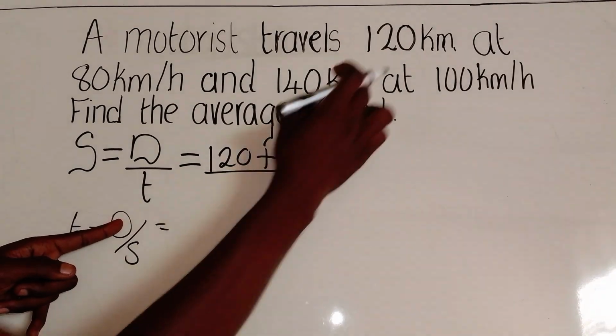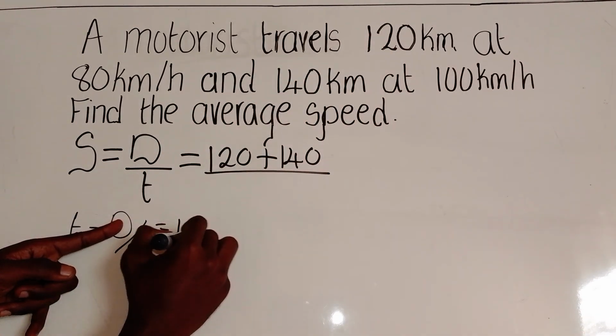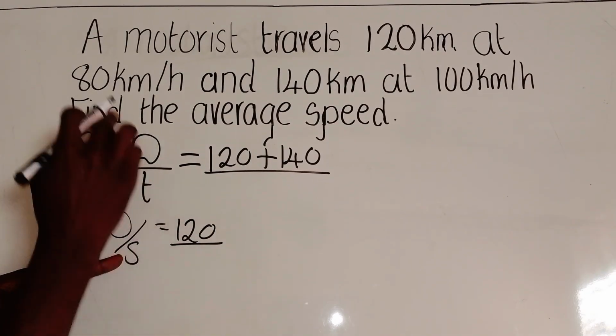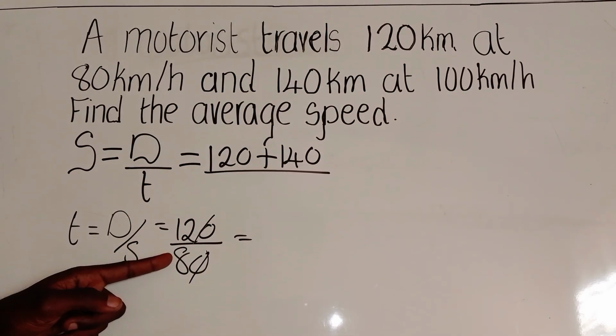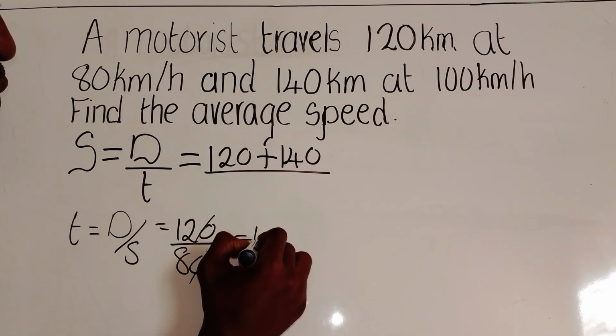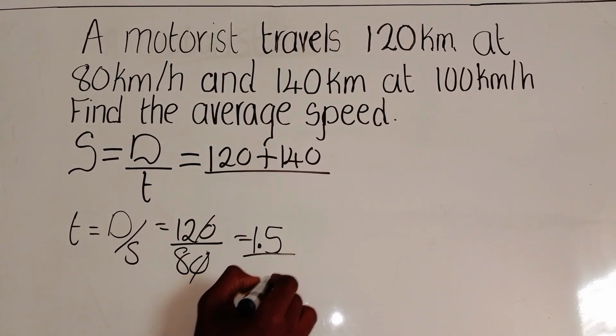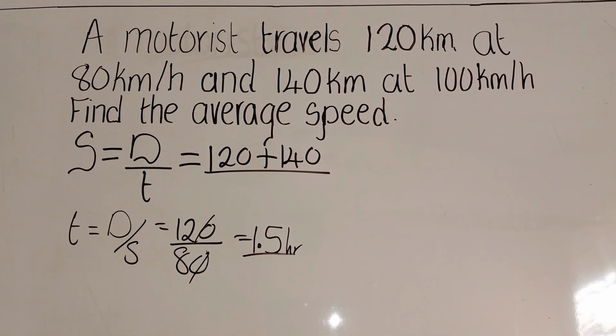So what is the distance here? 120. So you put 120 over. What is the speed here? 80. Like this. So you cancel. So 8 into this one is going to give me 1.5. So this is the time there. You have seen it? Yes.